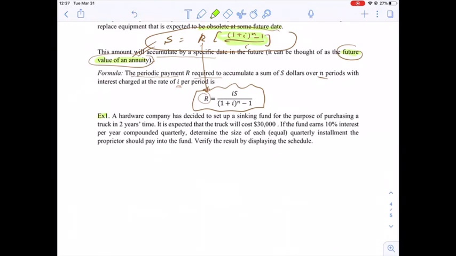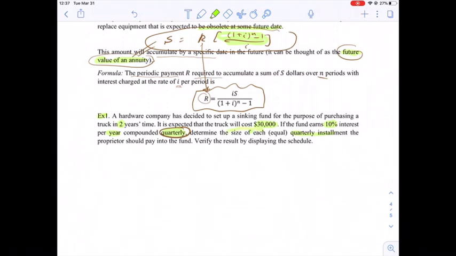For this example, a hardware company has decided to set up a sinking fund for the purpose of purchasing a truck in 2 years. It's expected that the truck will cost $30,000 if the fund earns 10% interest per year, compounded quarterly. Determine the size of each equal quarterly installment the proprietor should pay into the fund.